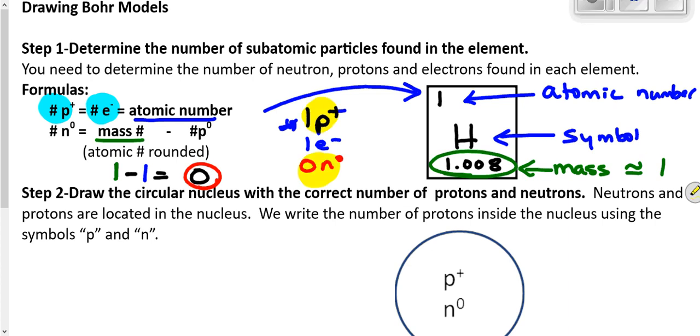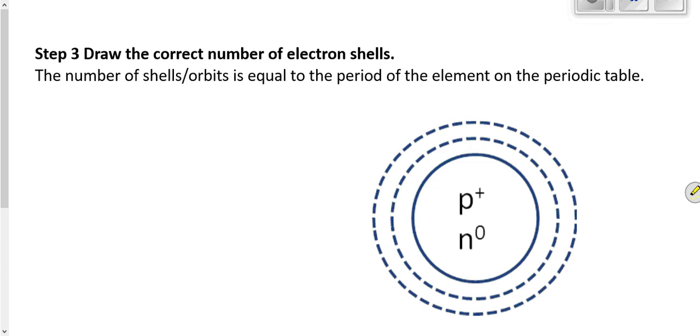They are going to go inside the nucleus. So I'm going to draw a circle for my nucleus, and I'm going to put a P+ for protons and an N0 for neutrons. I'm also going to need to know where to put my electrons, and they're going to be put in rings called shells. I quite often draw them as dotted rings, but you don't have to.